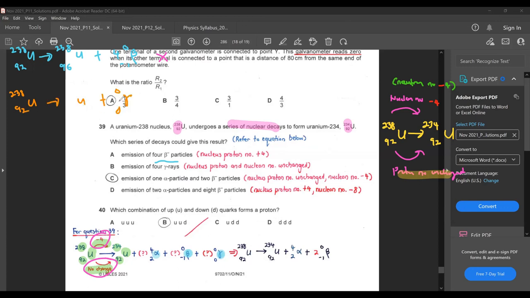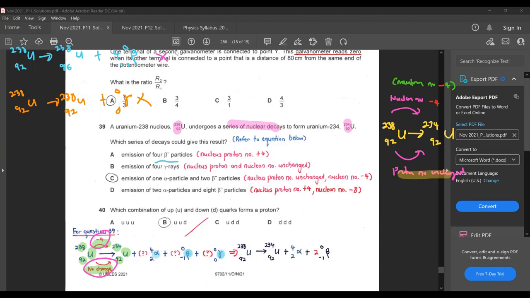Now, if you're talking about gamma rays, uranium 238 92 gives you gamma 0 0. Now, gamma does not have any nuclear number or proton number, because it's EM radiation. Okay, so it's zero for both sides here. So this one, your uranium would just be 92 and 238. Again, this one is not what you want.